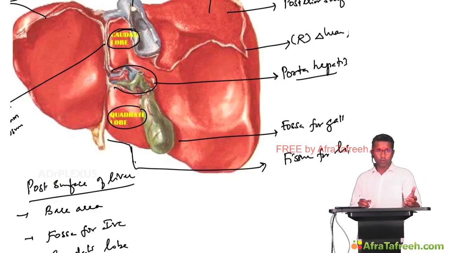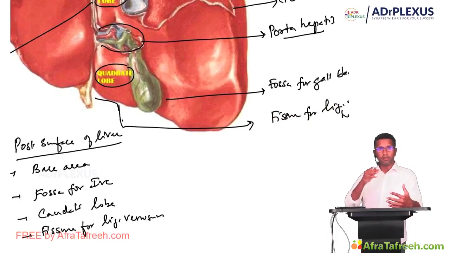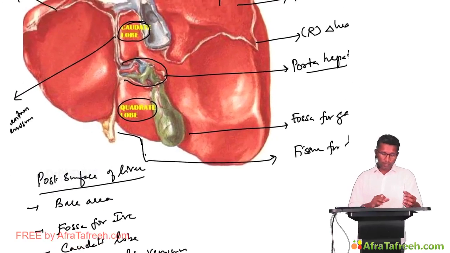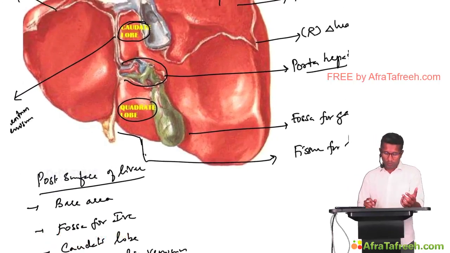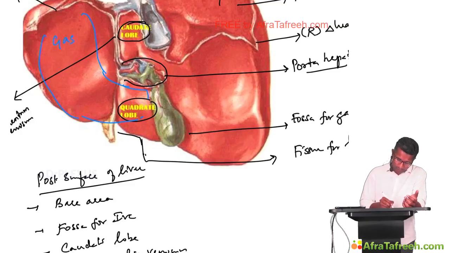Now again, the quadrate lobe is separated from the caudate lobe by the porta hepatis. When you see the inferior surface, you can see a lot of elevations and depressions, which are nothing but the impressions created by the visceral organs. What are the impressions seen here? You see the gastric impression in this area. This impression is called the gastric impression.